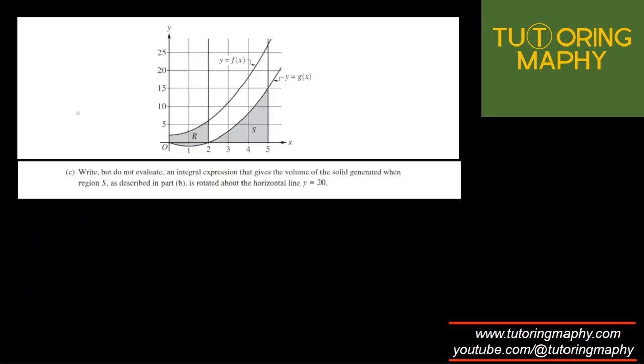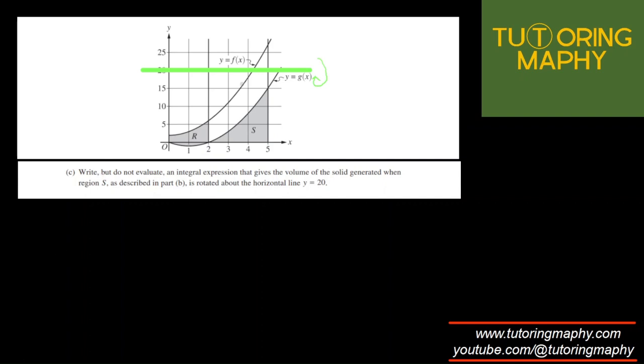All right, the last one which you have is right, but do not evaluate. Oh, thank God. An integral expression that gives the volume of the solid generated when the S described in B is rotated about the horizontal line y is equal to 20. All right, okay, y is equal to 20 somewhere over here. And remember that this line is parallel to the x-axis. So the integral will be with respect to dx.